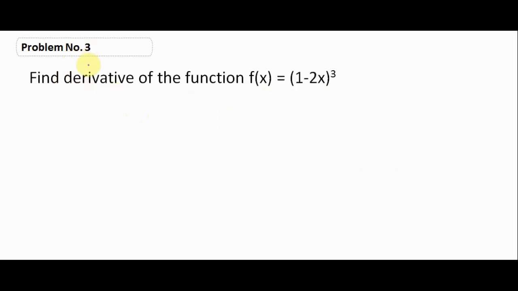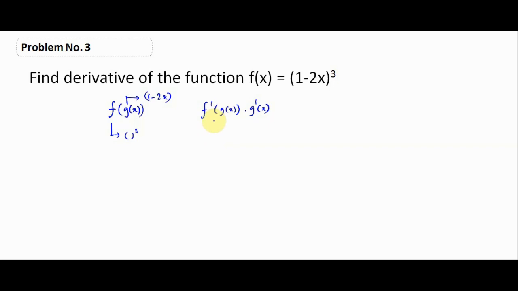Let's see another problem. Find derivative of the function f of x equal to 1 minus 2x whole cube. So here this function is also in the form f of g of x. So outside function f is the cubic function and inside function g is 1 minus 2x. So as per chain rule, the derivative will be f dash of g of x into g dash of x.